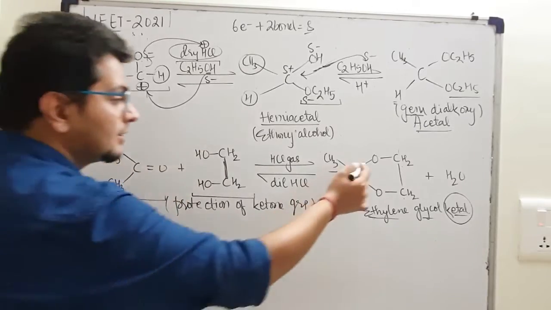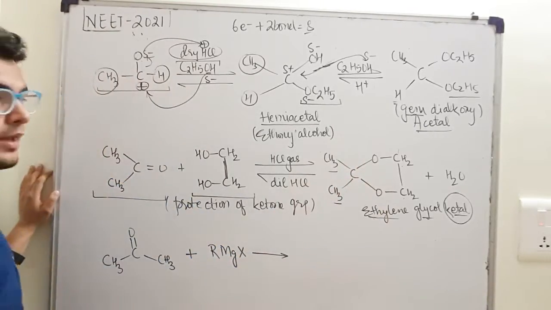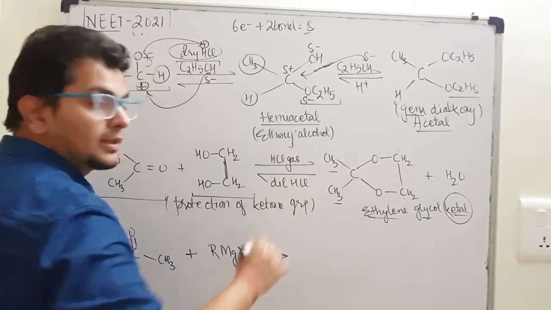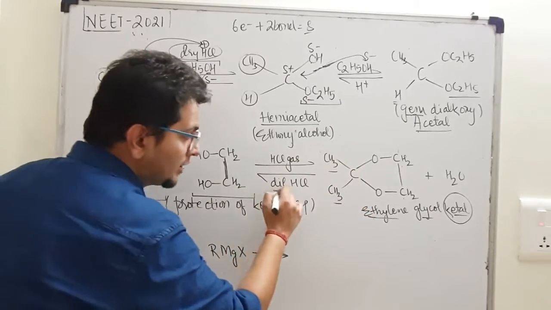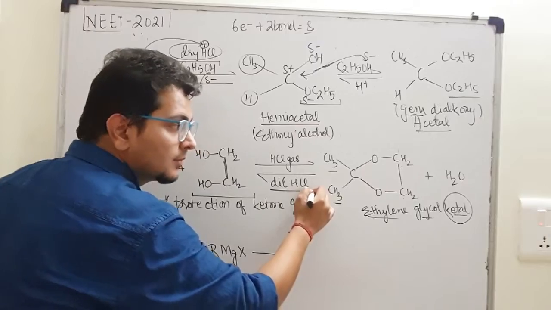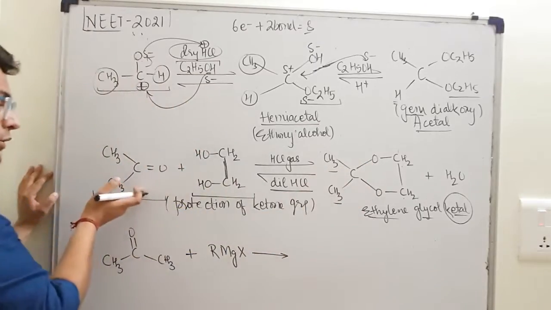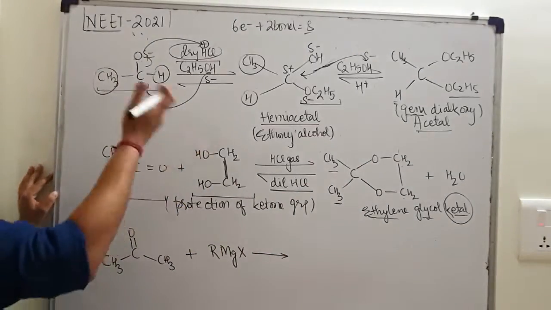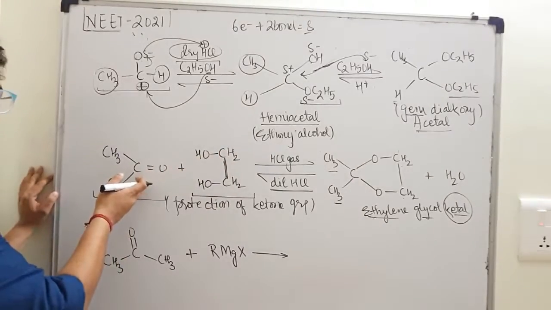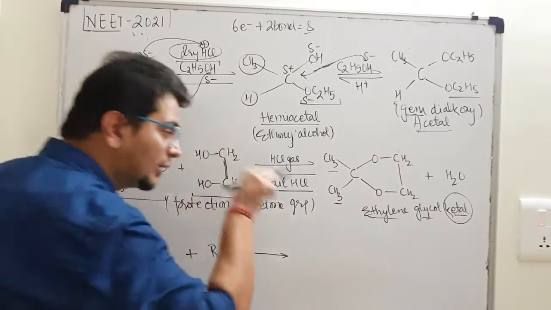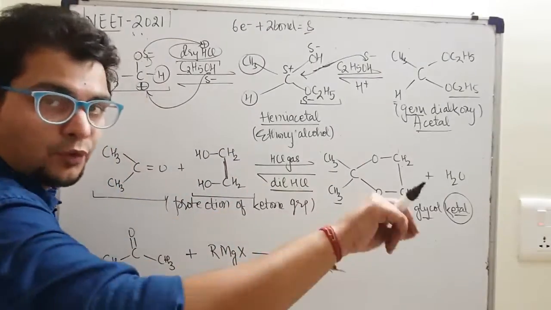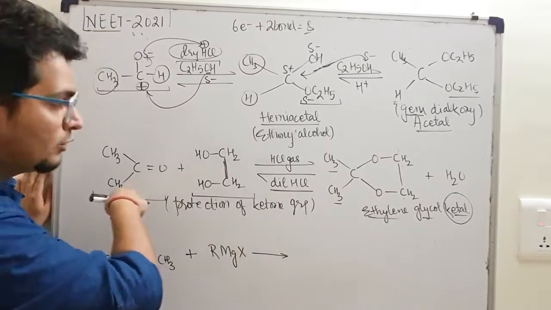So what will happen? This O, O will come here, and bhaiya, the ketone is not visible, but as soon as we add dilute HCl, immediately this will get converted to ketone again. Just like the previous method I have told, this will get converted to ketone again. So if you want the ketone back, add a little bit of water and HCl. It will go back to ketone.